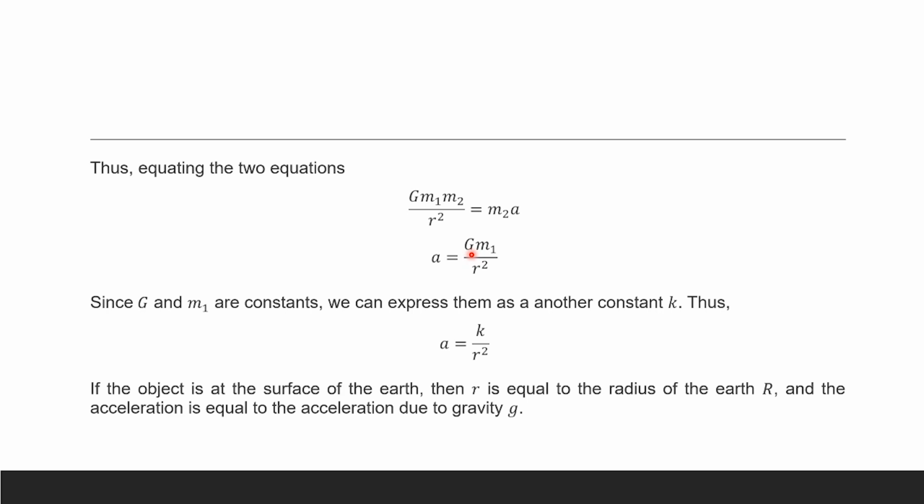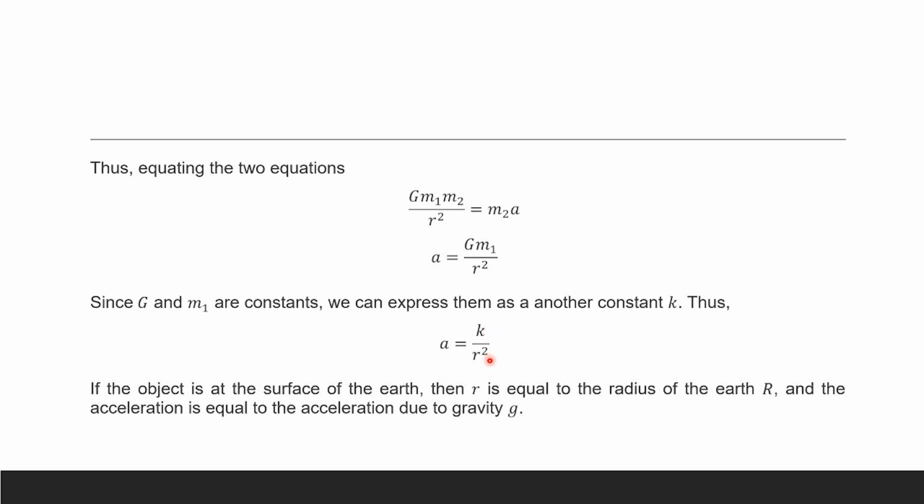Now, G, this is the constant. M sub 1, this is the mass of the Earth, which is also constant. So therefore, since those are constant, so that we don't have too many variables, let's replace them with a constant k. So instead of G times m sub 1, we just make it k. Just know that k is equal to G times m sub 1. So thus, the resulting equation for acceleration is equal to k over r squared.